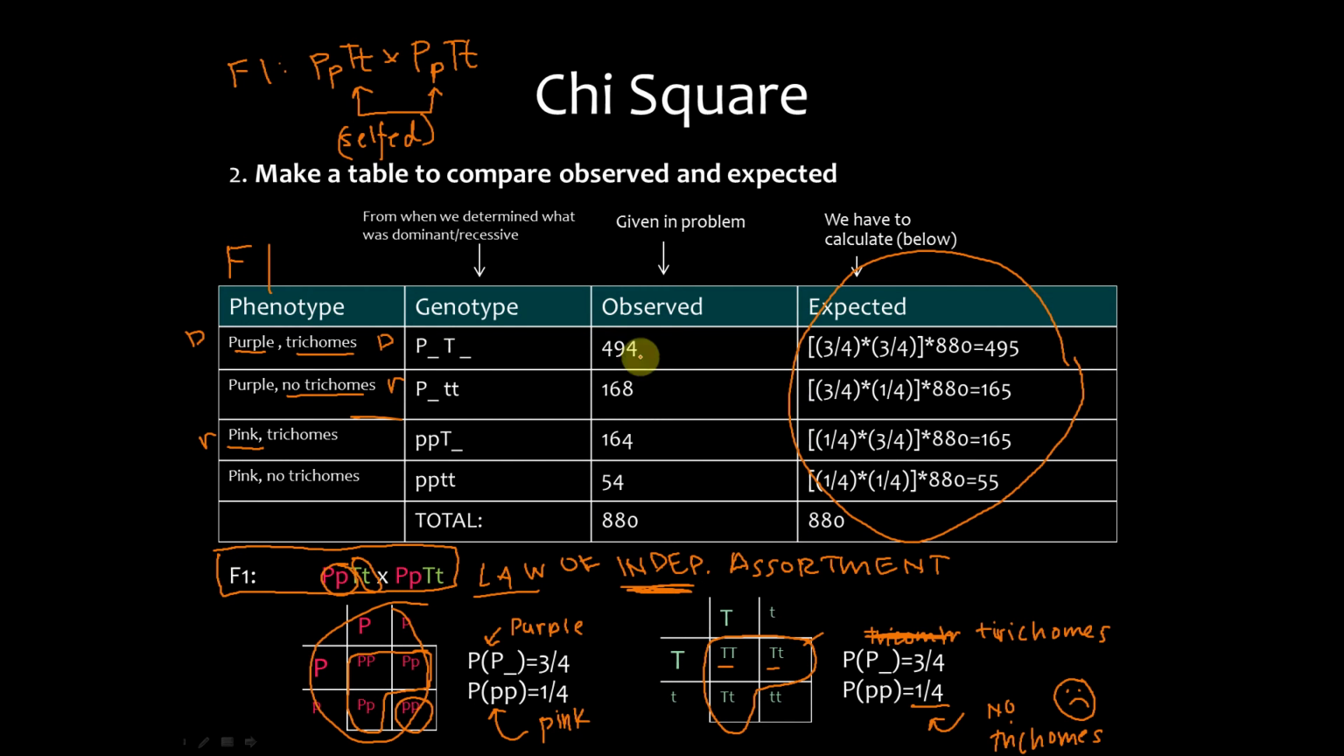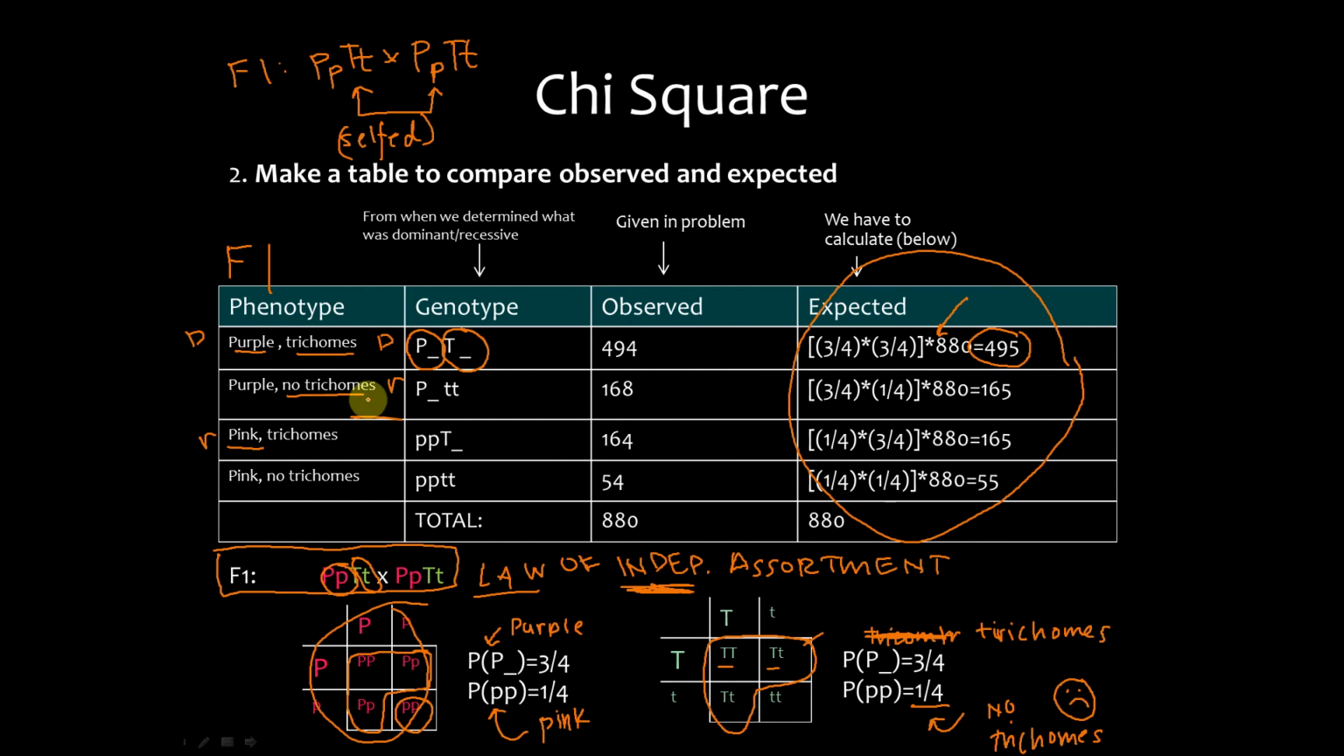Alright, so now we're going to look at this phenotype and this genotype and figure out the expected probability. What is the probability of having the dominant phenotype purple and the dominant phenotype trichomes? Because these are independent, we multiply. So we multiply the probability of big P, 3/4, times the probability of big T, 3/4. Then we multiply that by 180, because that's the total, to get our expected number of individuals with that phenotype if we have independent assortment and Mendelian ratios. That comes out to 495.